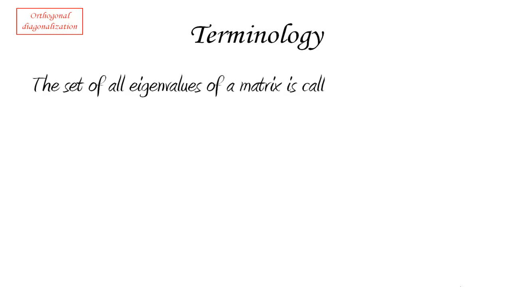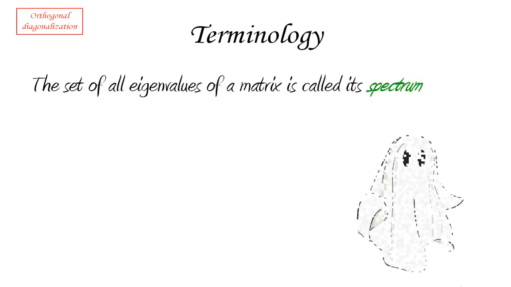Now, a little bit of terminology, which will bring us back to our ghost here. In linear algebra, when we look at the set of all eigenvalues of a matrix, we call this the spectrum of the matrix. And that's where this idea of the ghost comes from. Remember, a ghost is more probably called a specter, but spectrum is close enough.